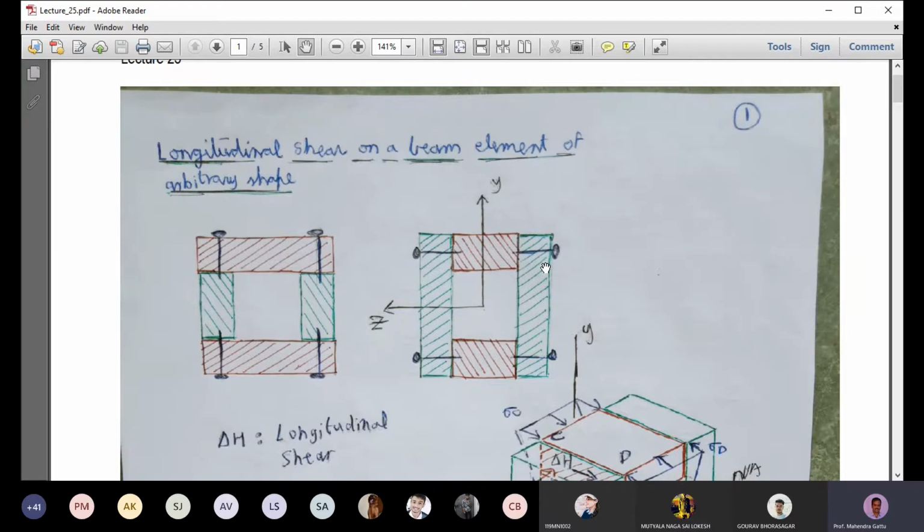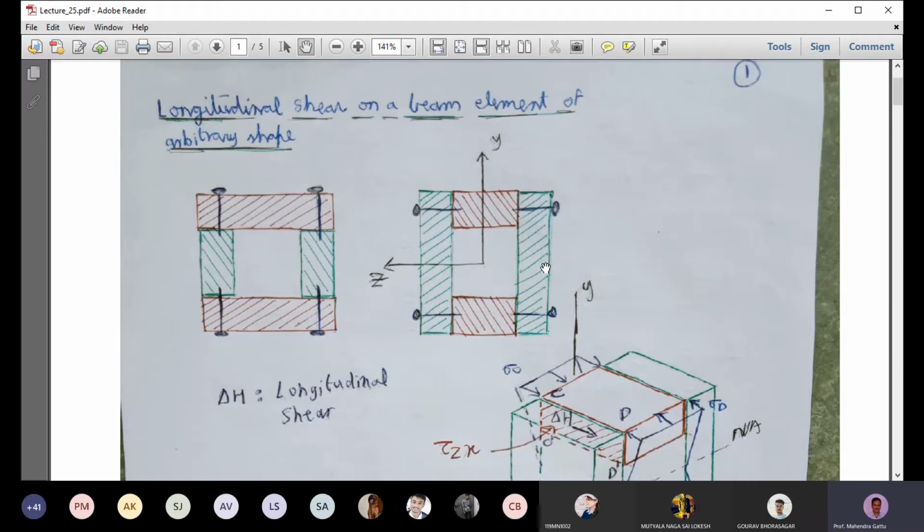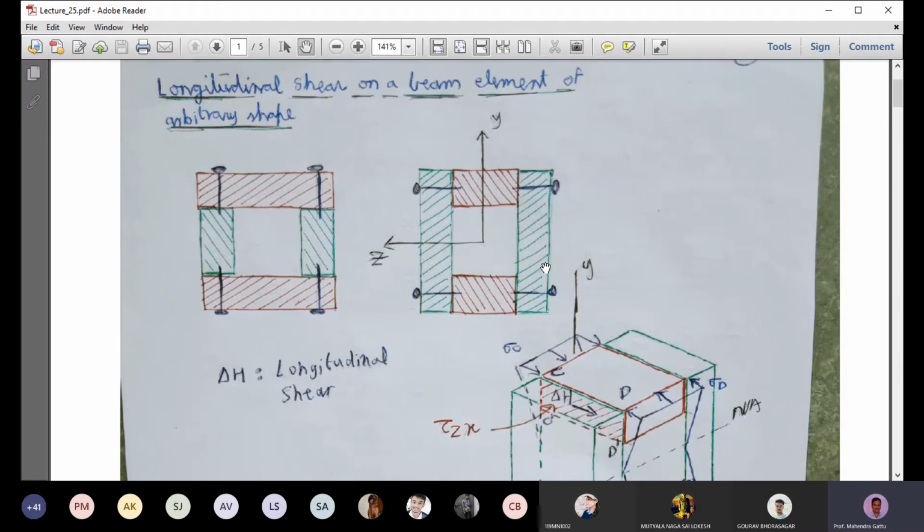We found that a major part of the shear is taken by the web portion. The flange portion will take very little shear. So we approximated the shear stress in the I-shaped section as simply the total shear force divided by the thickness of the web times the depth of the web. Then in today's class, we'll discuss horizontal shear.